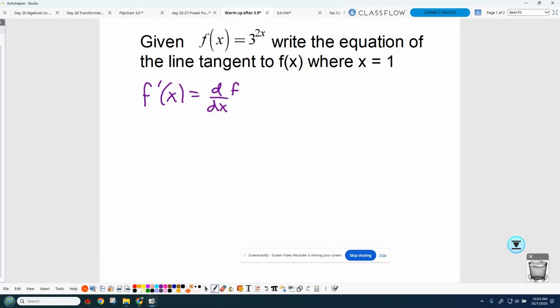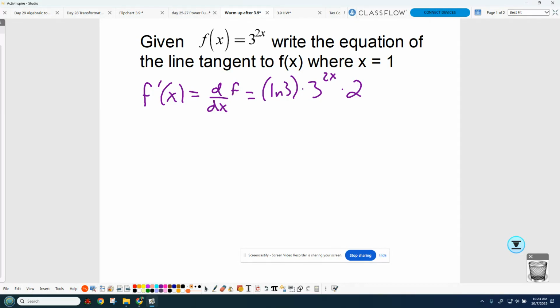So to write the equation of a tangent line, I need a point and a slope. Finding the derivative finds which thing? Slope. So what is the derivative of that? It's gross. It's not all terrible. All right, Daniel, what is it? 3 to the power of 2x times ln 3 times 2. So derivative of e to the stuff is e to the stuff times the derivative of stuff.